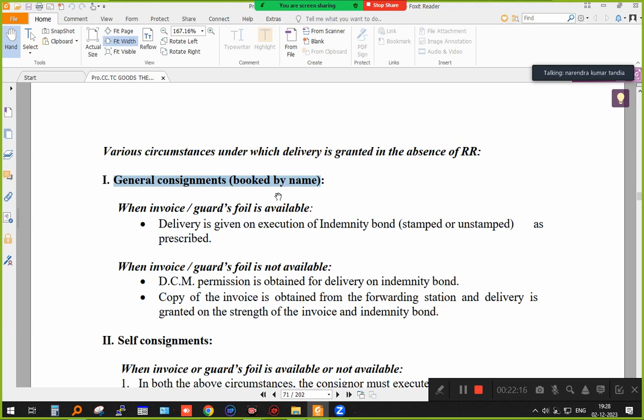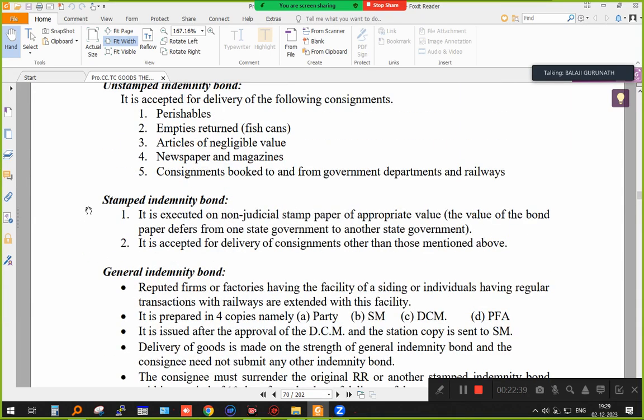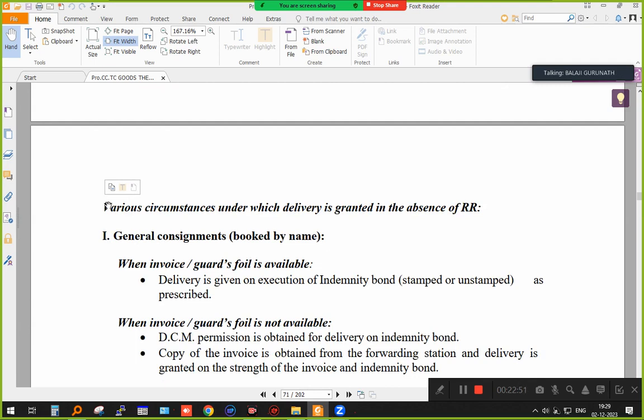So here again, this general consignment booked by name, we are splitting into two parts: when the invoice or GOD file is available and when the invoice or GOD file is not available. When the invoice or GOD file is available, then delivery is given with execution of the indemnity bond as prescribed. That means the stamped indemnity which I am highlighting. This is the way we give. If the invoice copy for goods or GOD file for parcel is there, then based on this we will give.